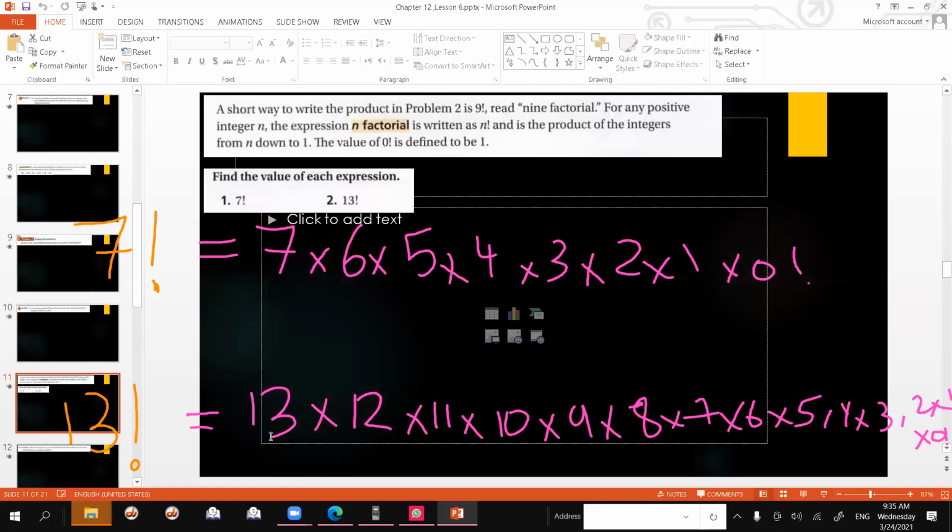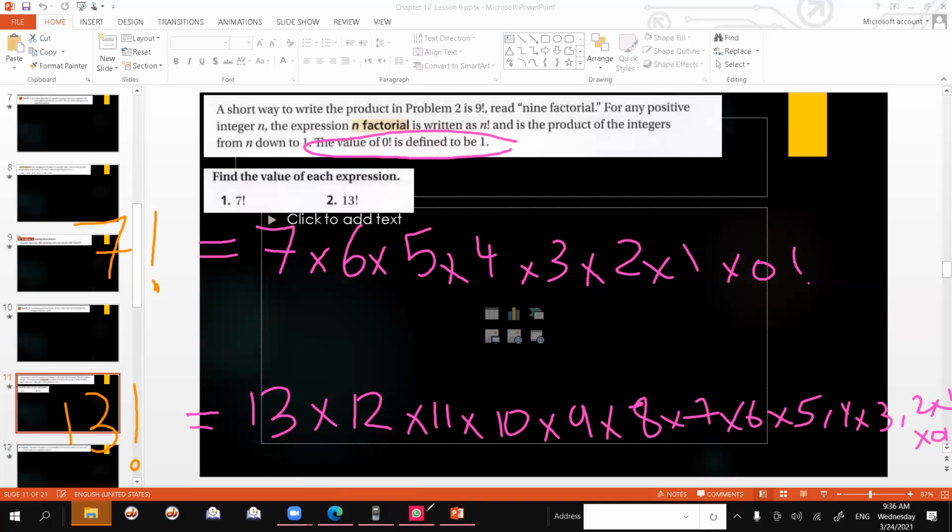Miss, here if you multiply by 0 factorial, it will be 0. I told you here, see, the value of 0 factorial is defined to be 1. So it's 1.